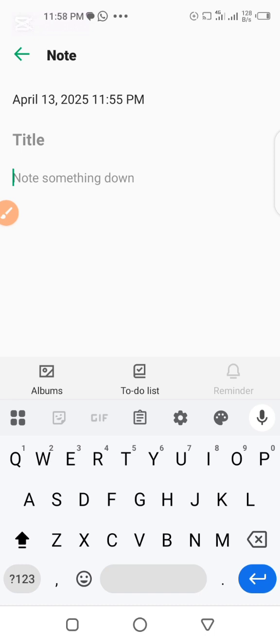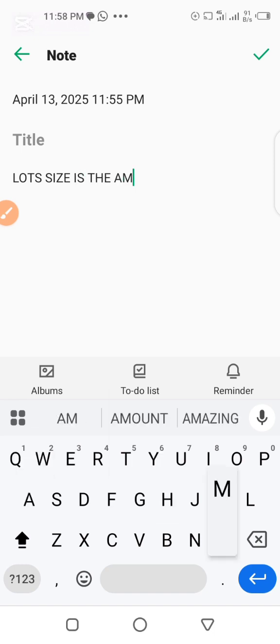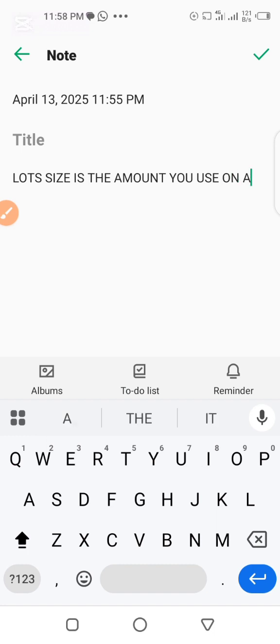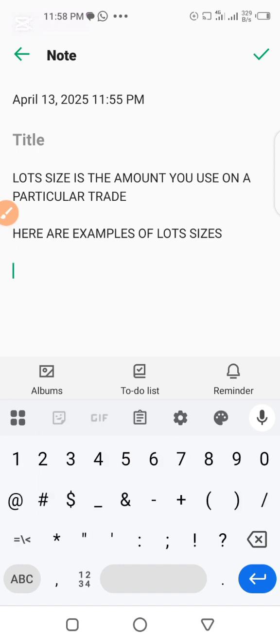So, lot size. What is lot size? Like we say, lot size is the amount you use to enter the market. Lot size is the amount you use on a particular trade. So here are examples of lot sizes.